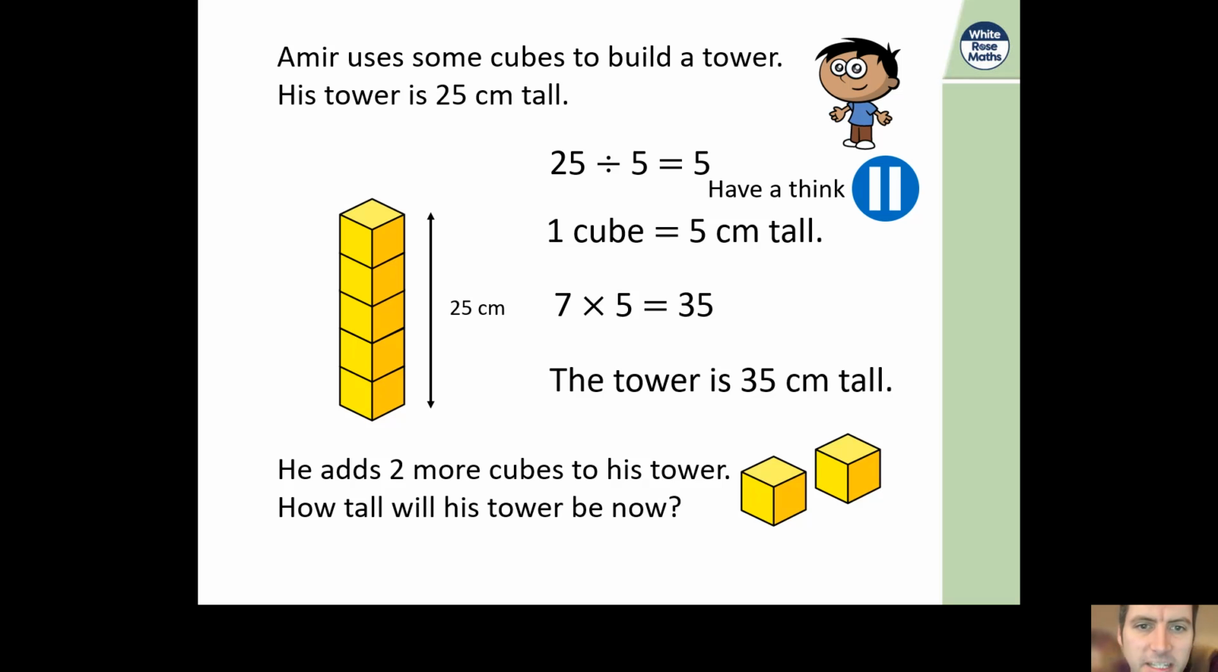It's 25 centimeters tall. So far he's got 5 cubes. We can see 1, 2, 3, 4, 5, and those 5 combine to make it 25 centimeters tall. What I'd like you to think about now is if he adds 2 more, how big will his tower be? So see if you can work out how big each cube is, and once you've done that, see how much higher it would be, and then add that to the start value. So if we think about 25 divided by 5, have a pause, have a think.